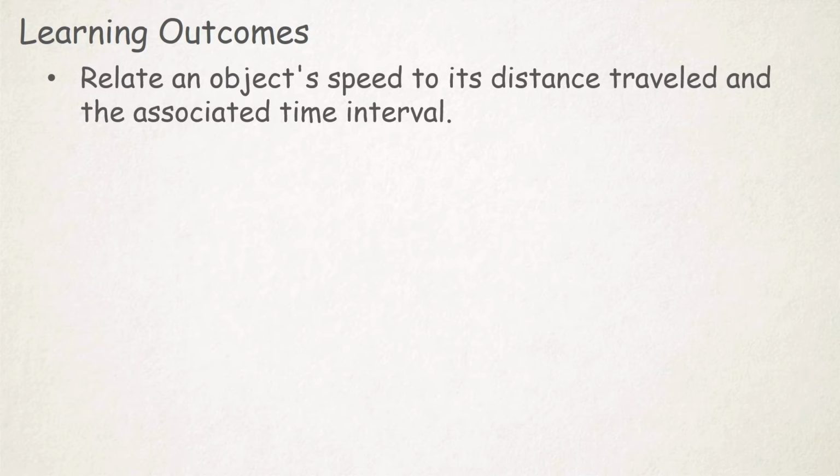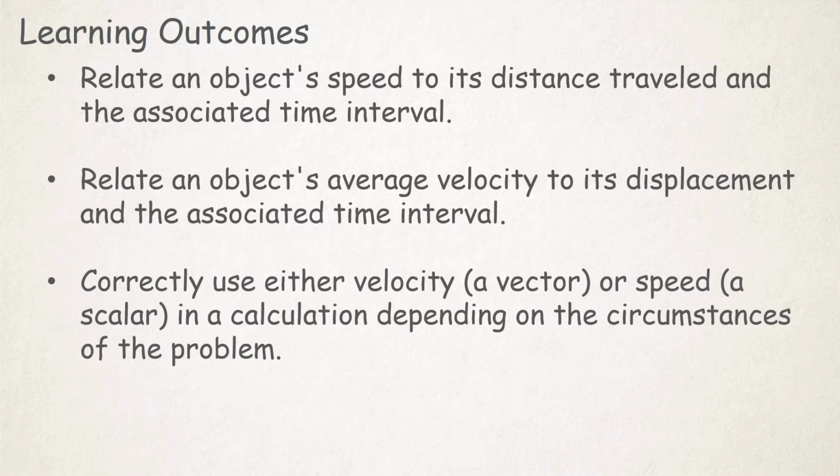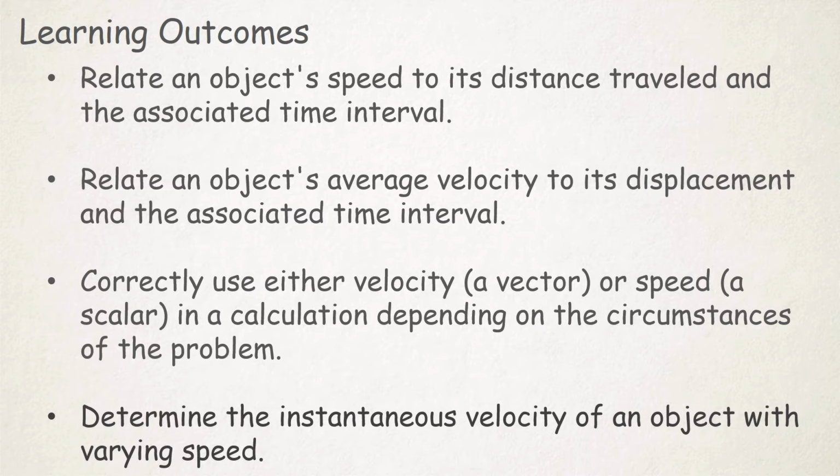This video is about calculating speed and velocity of an object moving in a straight line. After completing this assignment, you should be able to relate an object's speed to its distance traveled and the associated time interval, relate an object's average velocity to its displacement and the associated time interval, correctly use either velocity, which is a vector, or speed, which is a scalar, in a calculation, depending on the circumstances of the problem, and determine the instantaneous velocity of an object that moves with a varying speed.